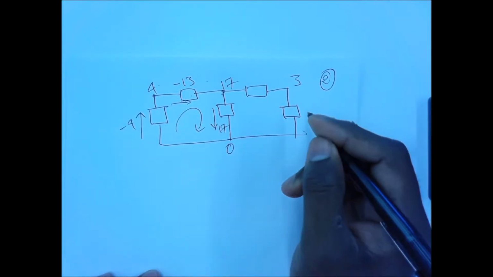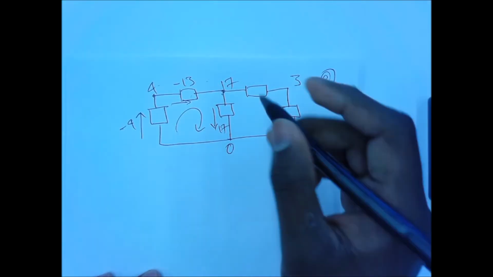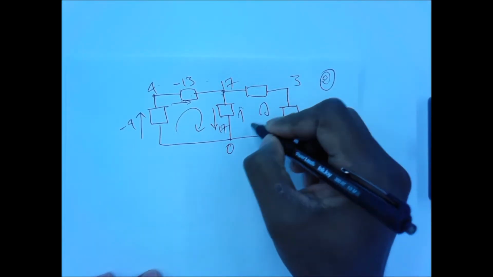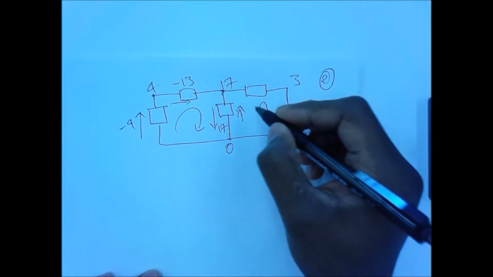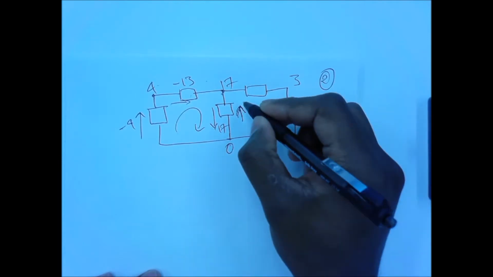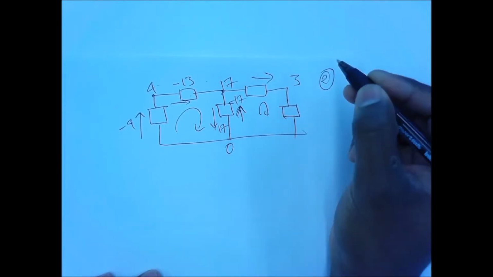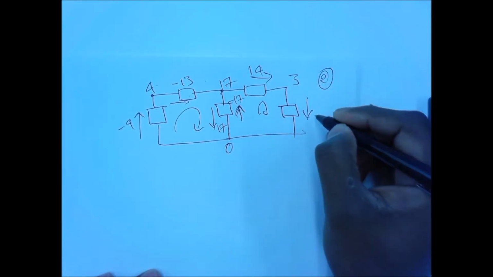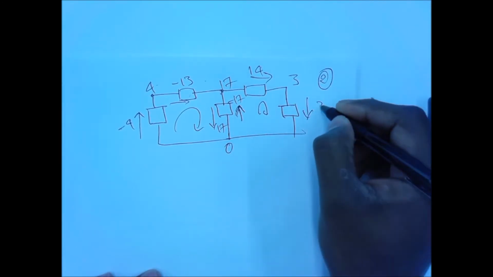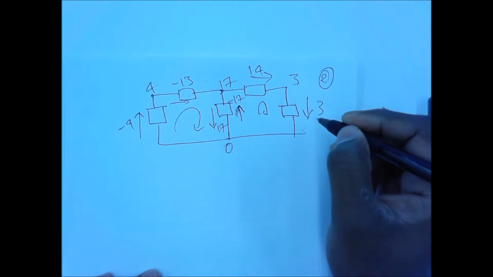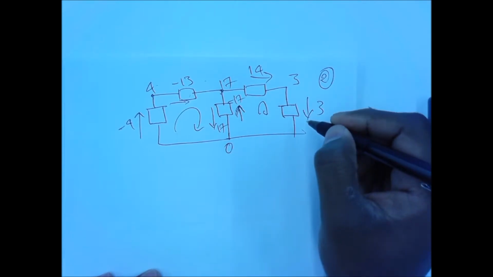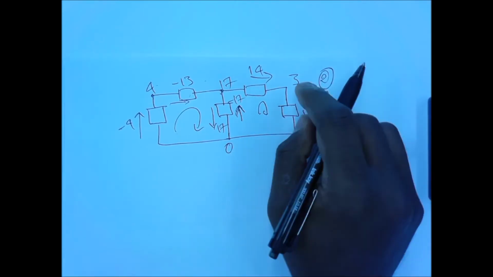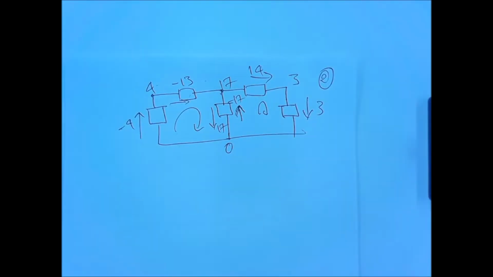Again, in this loop, in this direction, what's the drop? Negative 17. In this direction? 14. In this direction? 3. Add those things up, 0. Right? See where it follows from? The fact that I can assign a potential at each point is the same as saying if you add up the potential drop across any loop, it's 0. That's where KVL comes from.